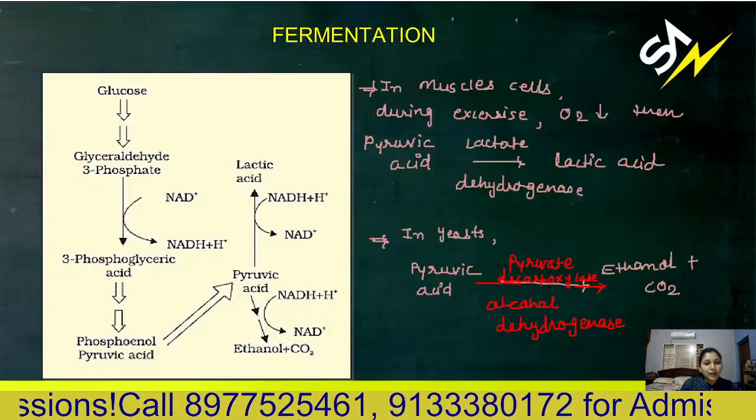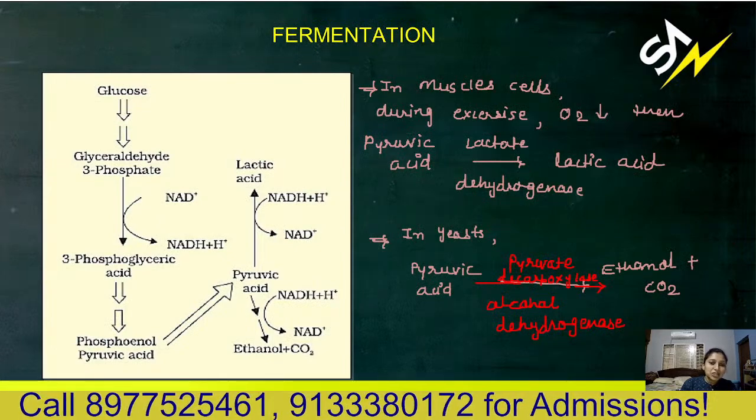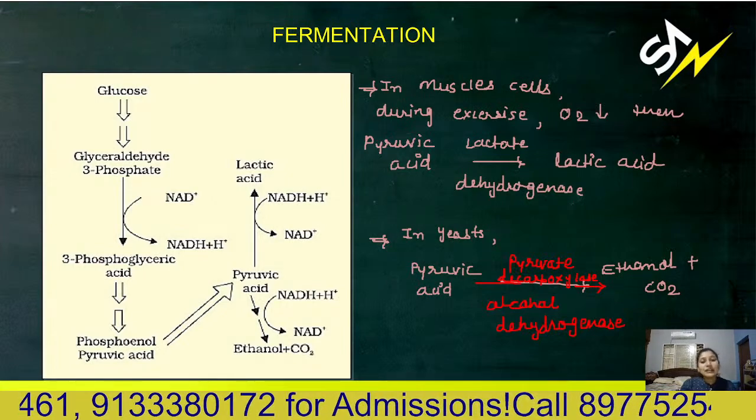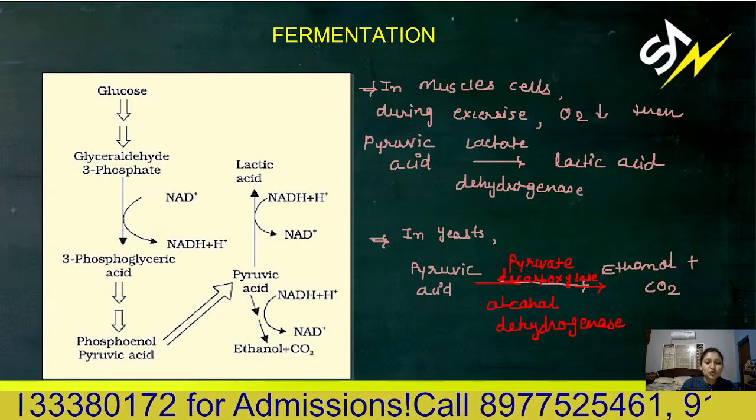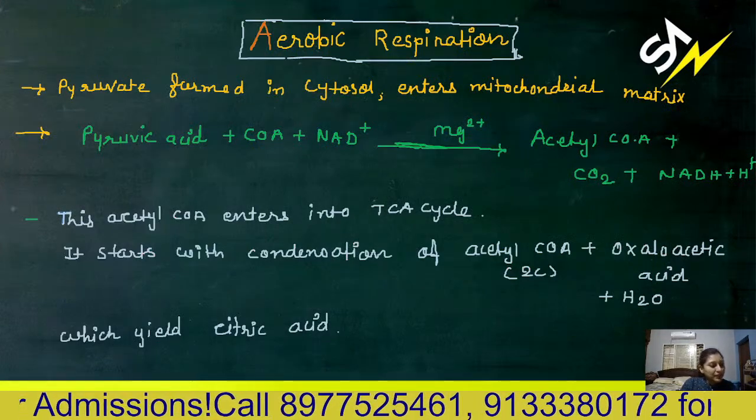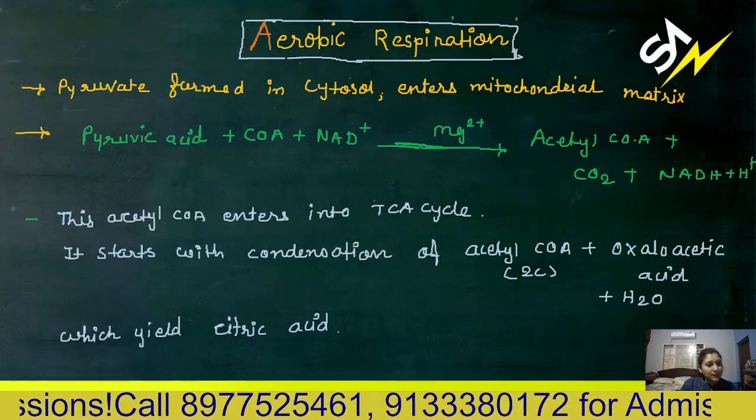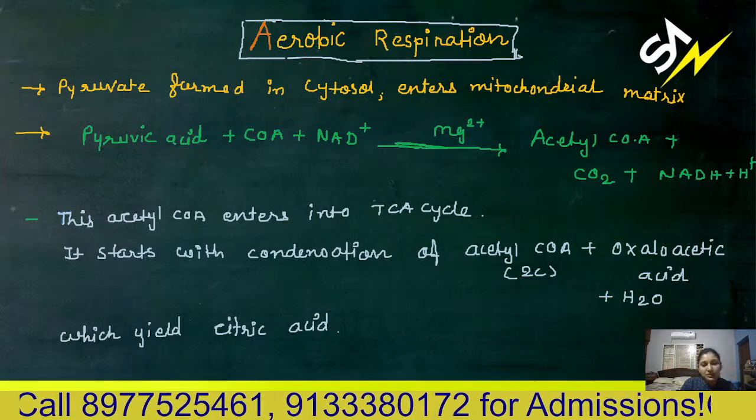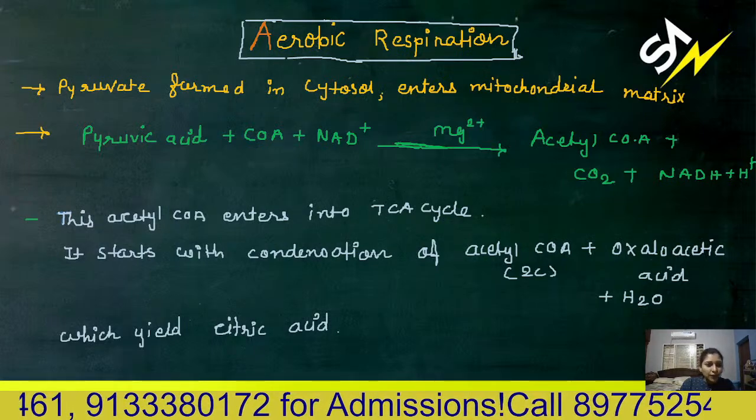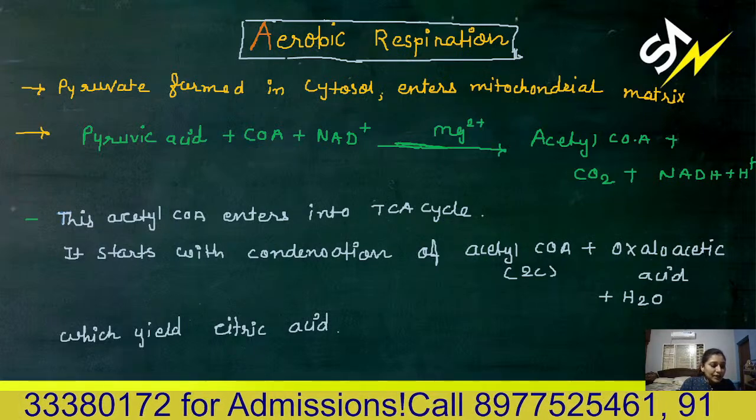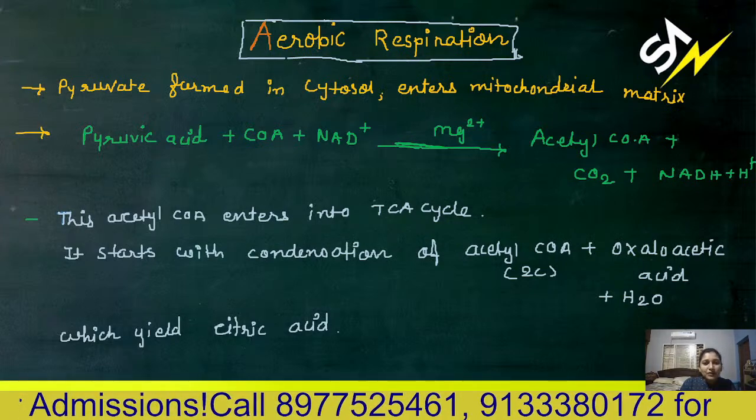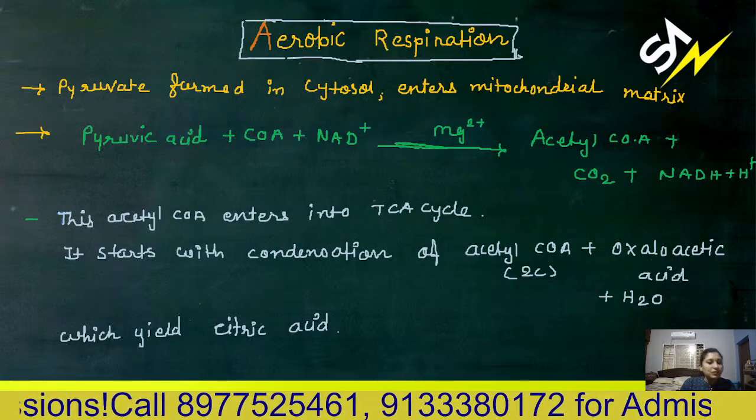Then the fate of pyruvate: either it can go to lactic acid fermentation, or in anaerobic condition it may ferment to ethanol and carbon dioxide. But if enough oxygen is present, then it may enter aerobic respiration. This is the normal condition in our case, and in all aerobic eukaryotes. Yes, that's right. So pyruvate formed in the cytosol enters the mitochondrial matrix now.